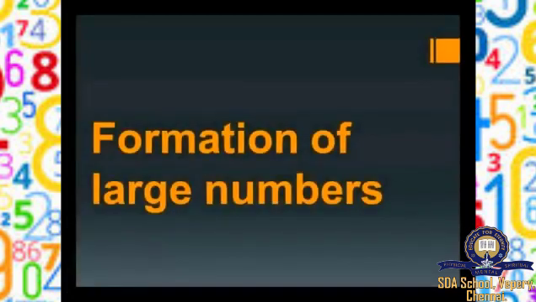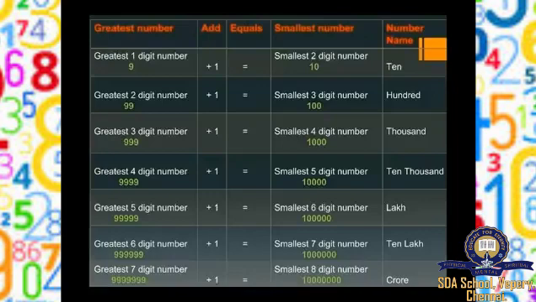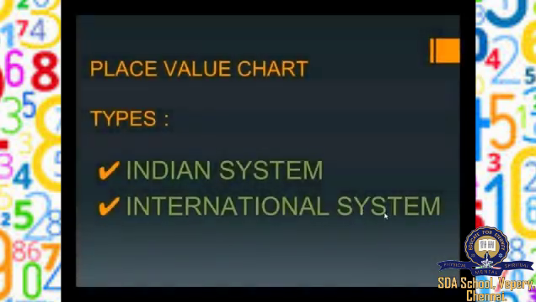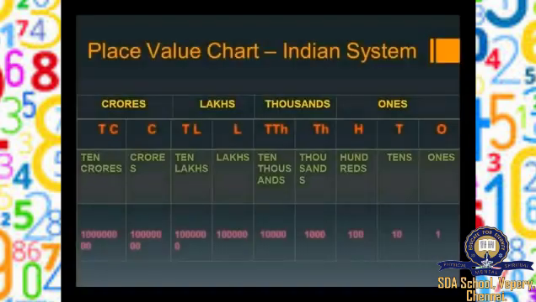Now let us recall what we have learned in today's class. First, we looked into the formation of large numbers. You have learned that when 1 is added to the greatest number, you will be getting the smallest next digit number, and then number names you have learned, and you have learned the place value chart. So there are two types of place value chart, Indian system and international system, and in today's class you learned about only the Indian system. So this is the place value chart of the Indian system, and it consists of the ones, tens, and the hundreds place, and you'll be naming it as ones.